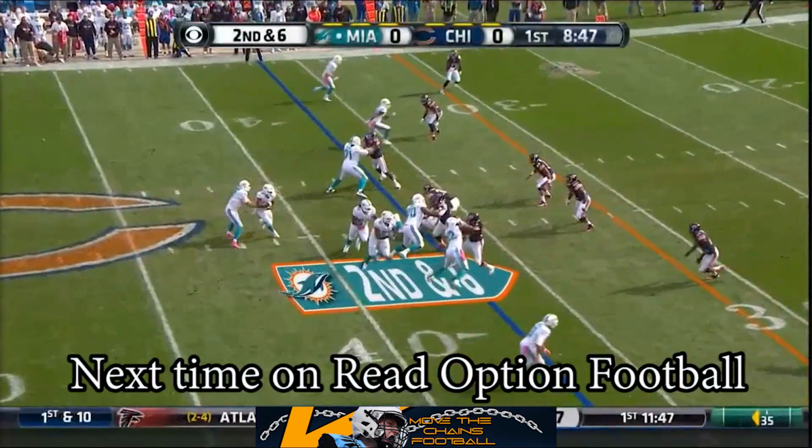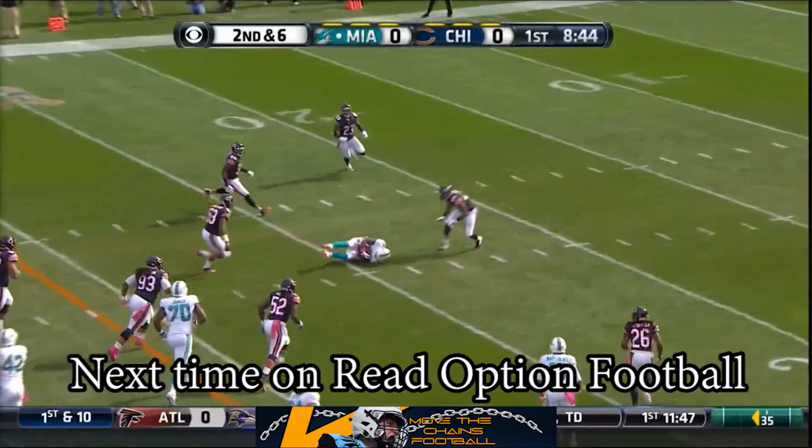In the next video, we'll discuss second level inside RPOs and how to run them correctly.